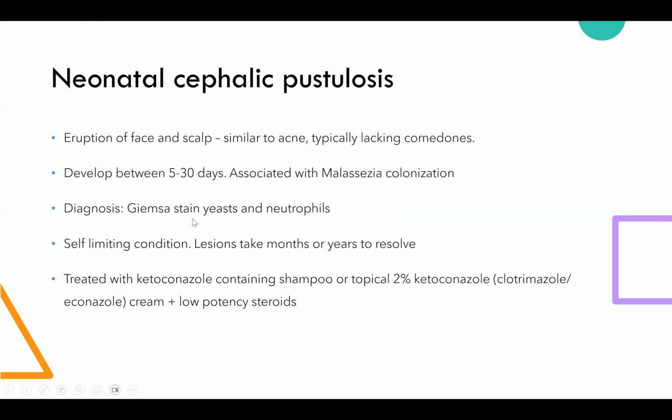Diagnosis is by Gram stain that yields yeast and neutrophils. This is also a self-limiting condition. Lesions can take months or years to resolve. It can be treated with ketoconazole-containing shampoo or topical 2% ketoconazole and low potency steroids.